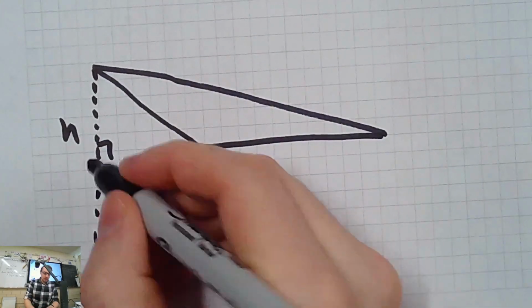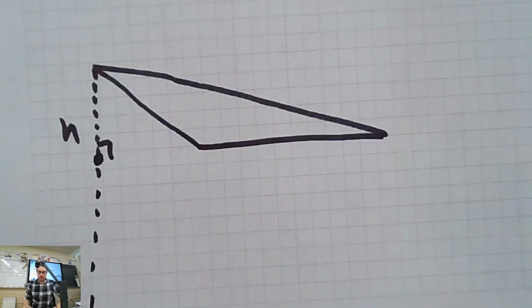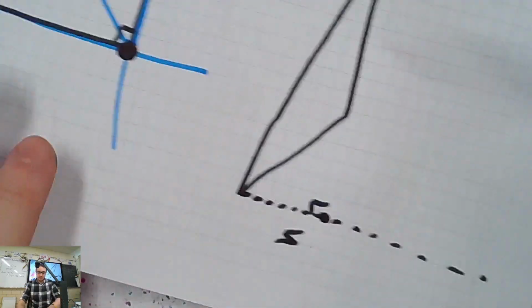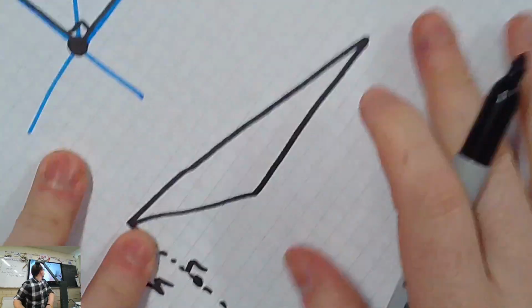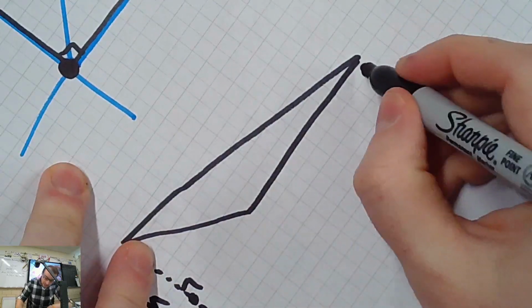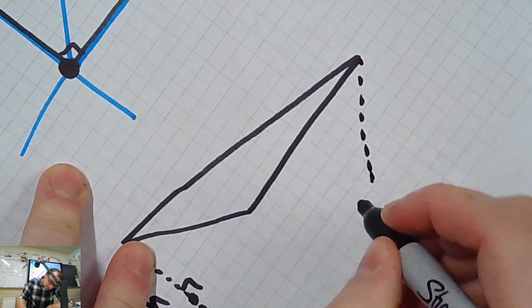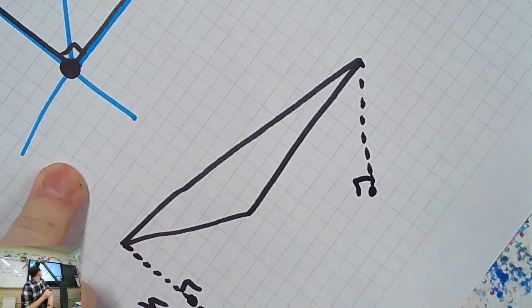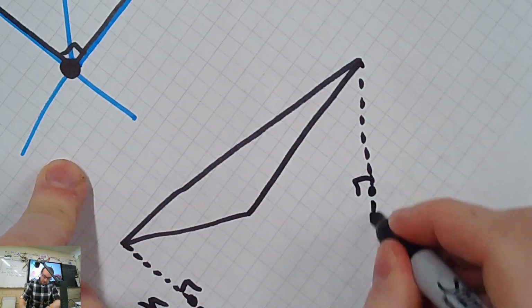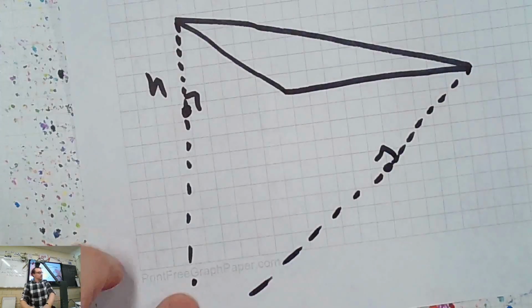I can keep going, right? The height is only from here to here, but I can keep going. Same thing if I rotate this. Now this is the base. If that's the base, the height's going to be here. Right? 90 degrees. And if I keep going, they're going to intersect outside the triangle.